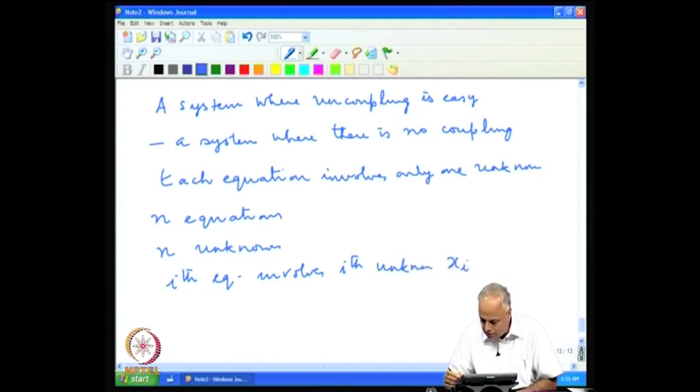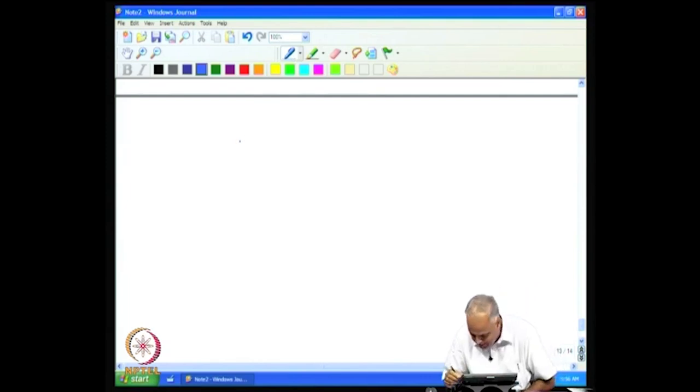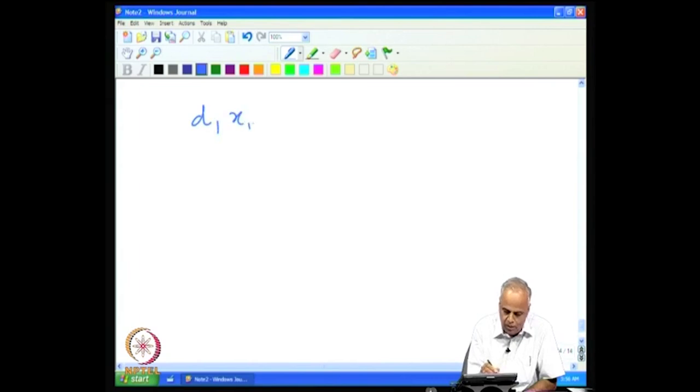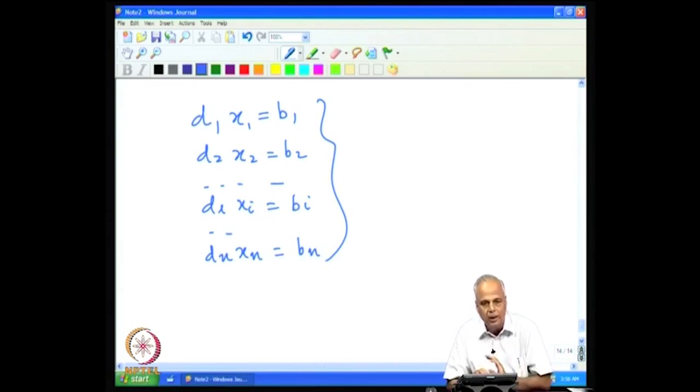So, how does such a system look? The ith equation will involve only the ith unknown. So, we will have the first equation d1 x1 equal to b1, d2 x2 equal to b2. Note, the first equation involves only x1, the second equation involves only x2, the ith equation involves only xi, and so on, and the nth equation involves xn. So, this is one of the simplest situations of a system. We have n equations, we have n unknowns, the unknowns are all completely decoupled, and the ith equation involves only the ith unknown. Therefore, we can easily try to solve these equations.